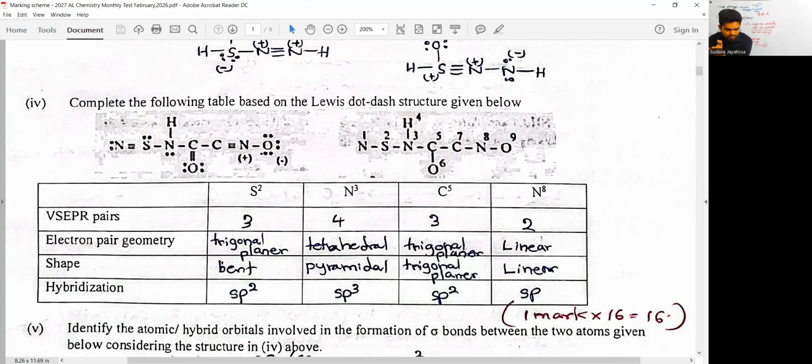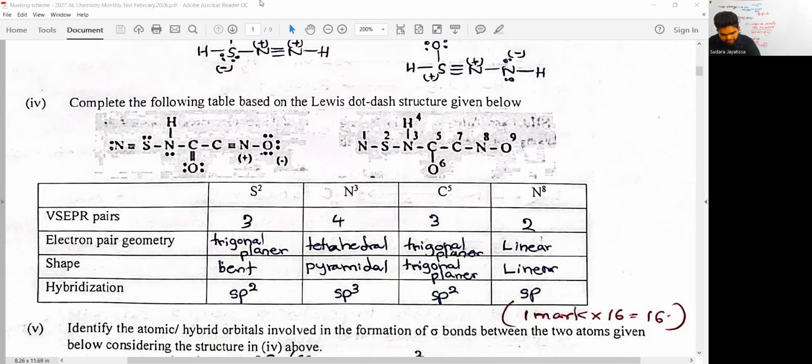Now for the shape, when you have 2 bond pairs and 1 lone pair, the shape is going to be angular, or you can write bent, or V shape also, that is also accepted. But for the exam, write angular or bent. You don't need to write both, selecting one is enough. Angular is also correct. Like that you can continue the story.